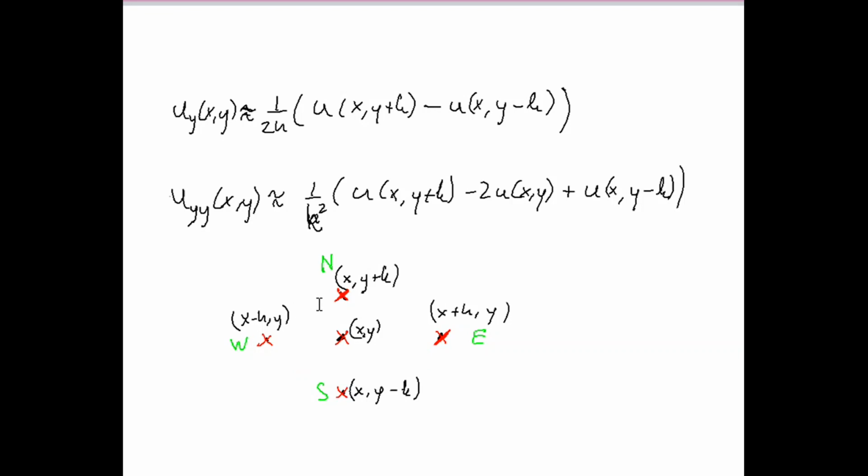So here are the coordinates of these 5 points. Note that if we are standing here, then this point is in direction north of this point, so therefore we index it by capital N. This point is east of this middle point, so we index it capital E, and this is the west point, and this is the south point.